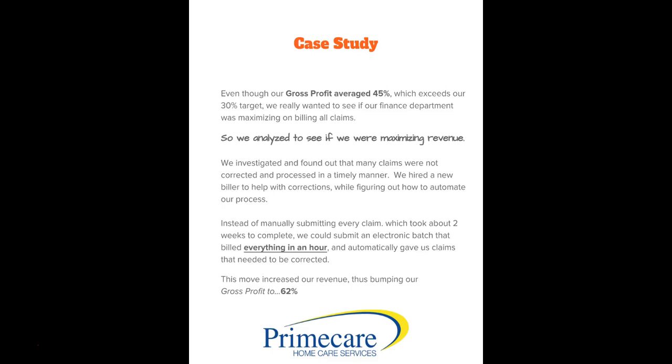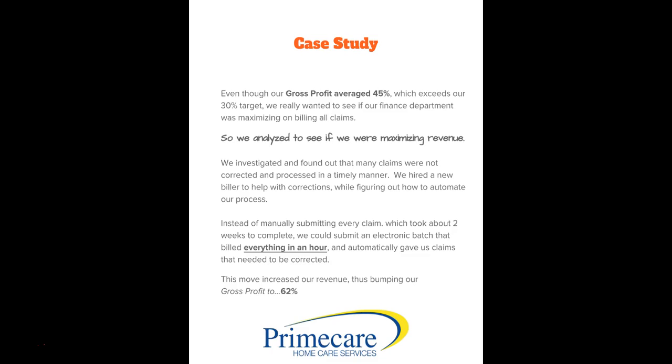Even though our gross profit averaged 45%, which exceeds our 30% target, we really wanted to see if our finance department was maximizing on billing all claims. So we analyzed to see if we were maximizing revenue. We investigated and found out that many claims were not corrected and processed in a timely manner. We hired a new biller to help with corrections while figuring out how to automate our process.